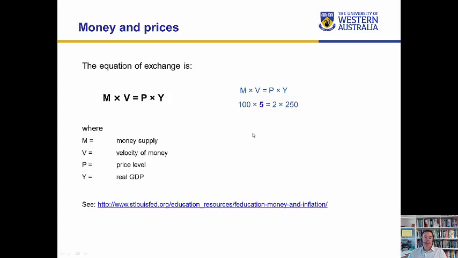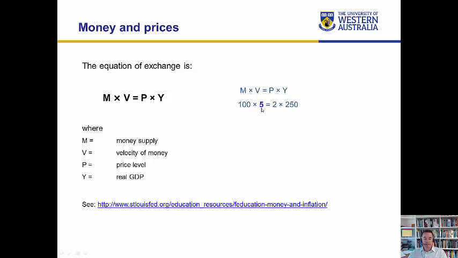Let's assume that we're in an economy and that economy produces 250 Mars bars, and the price of a Mars bar is $2. So the total output in 1 year in this economy is $500 worth of Mars bars. Nothing else is produced apart from Mars bars. Let's also assume that the money supply is equal to $100.